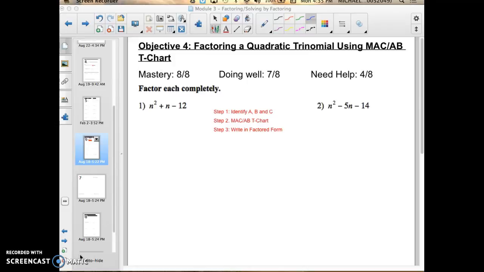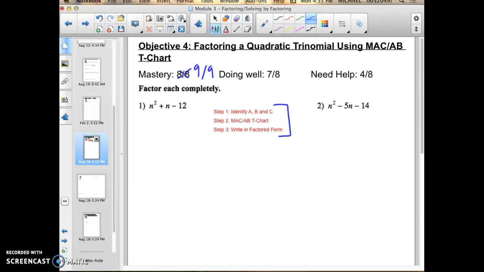After I model number 1, your goal is to get 9 out of 9. So that's what you should be shooting for as you work through the final 10 on this page. I'm going to model exactly, again utilizing these steps, how I would want to factor this quadratic trinomial.